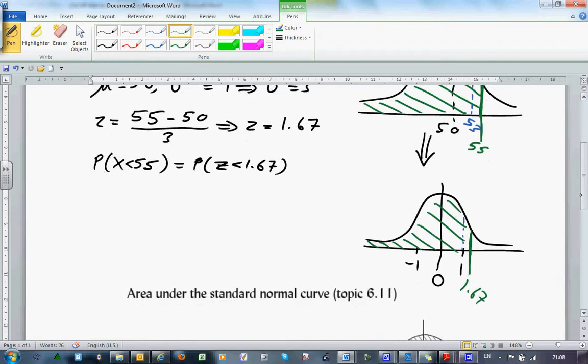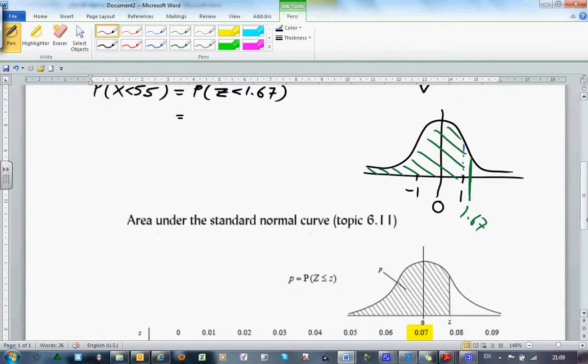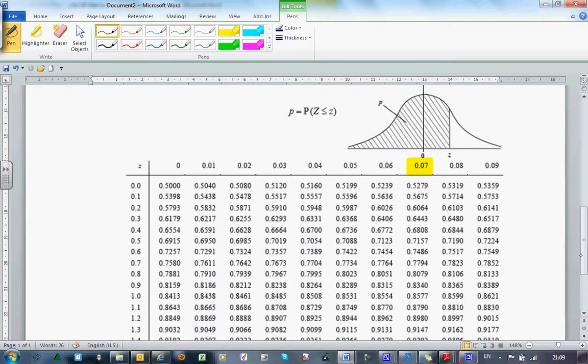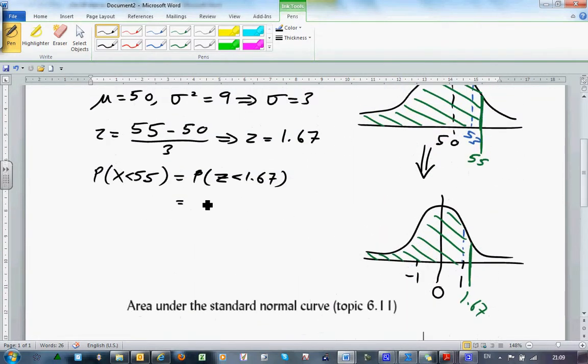All we have to do then is look at where z equals 1.67. Well, we saw that before. 1.67 was 0.9525, which is approximately 0.953, or 95.3% of that distribution is less than 55. Okay, that's done, finished.